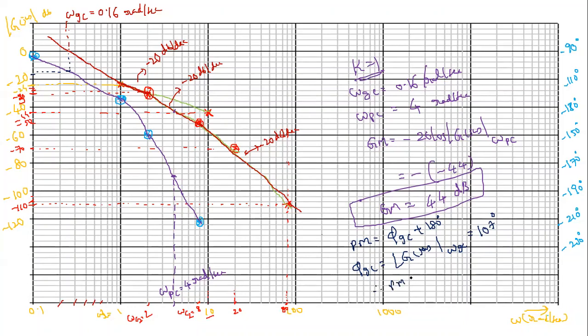Therefore, the PM value is equal to 107 plus 180, it is minus, right? Minus 107. Therefore, the angle, the phase margin, is 73 degrees, right? Since both are positive, the system is stable.